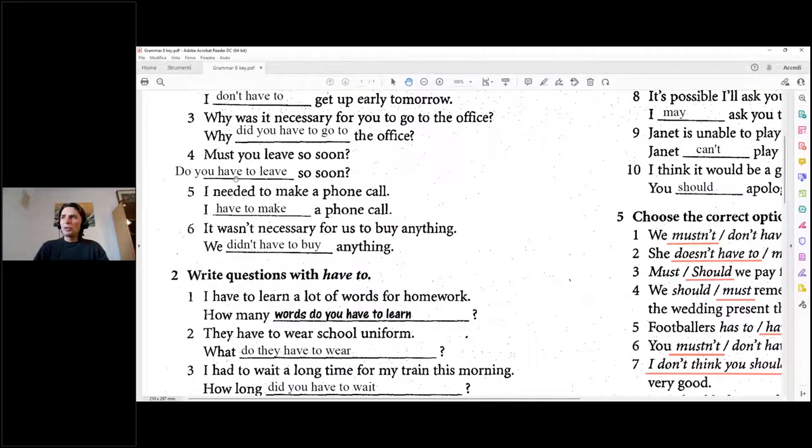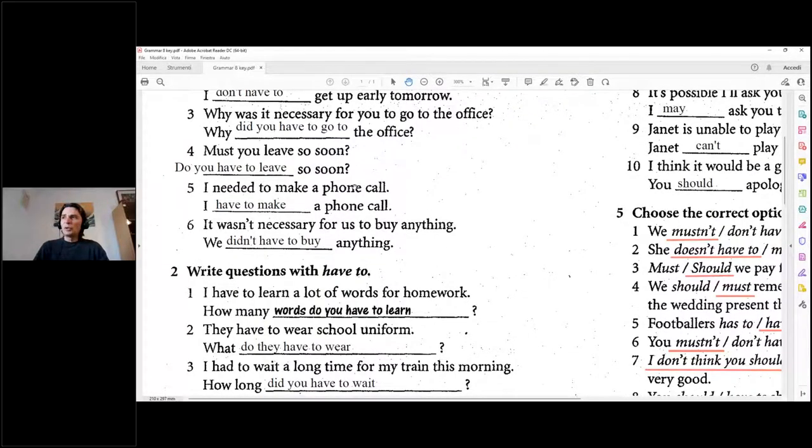Must you leave so soon? Do you have to leave so soon? Right? They're similar. Remember the difference between have to and must, right? Have to is a necessity that comes from above, such as a law, a regulation. Must is something that another person tells you to do.